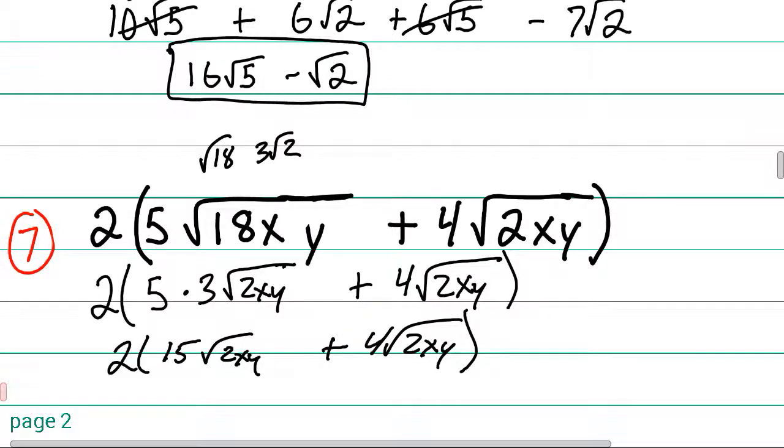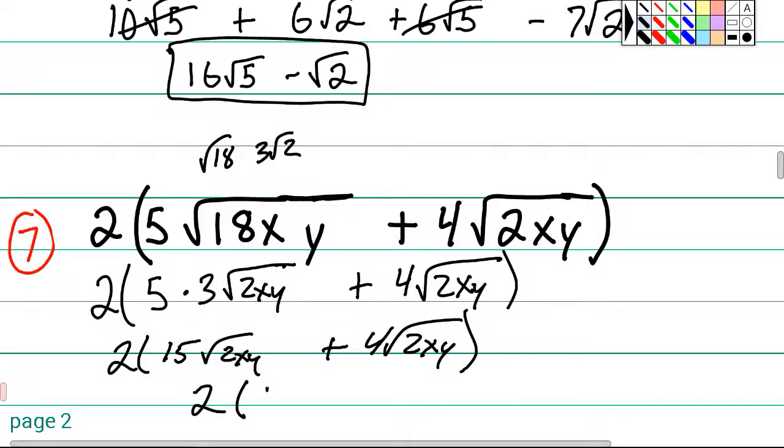Now let me ask you this. What we got in the parentheses here, are these like terms? I got 15 of these things, these root 2xy's, and I got 4 more of those root 2xy's. Now you might not think so, but since they are identical, we can add them together. Okay, so I've got 15 of these things plus 4 more of those same things, puts me at 19 of those things. So I've got 2 times 19 root 2xy. And then I just distribute the 2. So it's going to be 38 root 2xy.